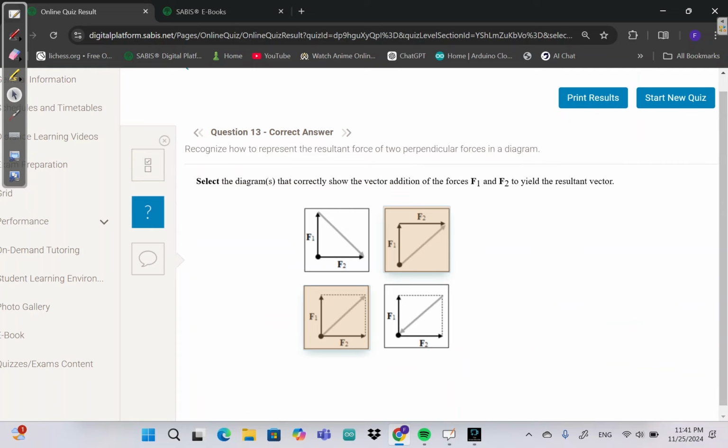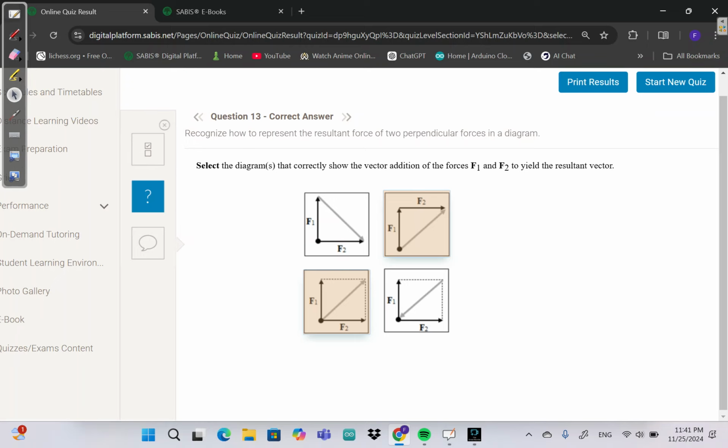Okay, here this is also mostly memorization. You just need to know how the addition of forces gets you a vector. So this is also mostly memorization.